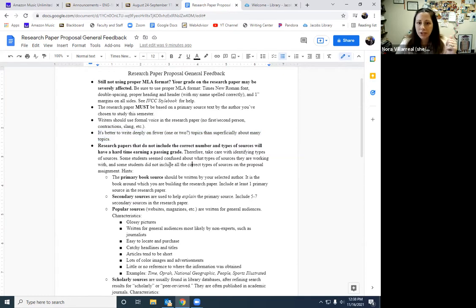This whole last section of this document here has to do with the types of sources you are using for the research paper. Now, you want to make sure that you are including at least the minimum number of sources and the correct types of sources. Now, most students on the proposal assignment had at least the right number of sources, but it was clear to me there was some confusion happening determining what type of source exactly people were looking at.